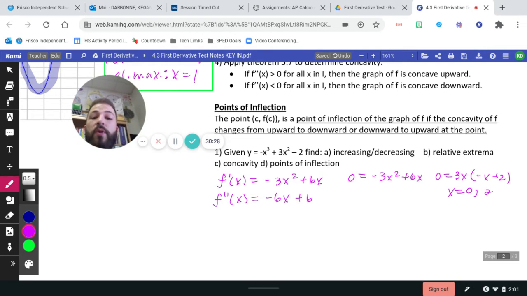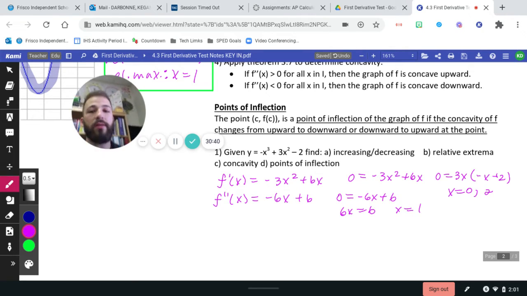Okay. Then our other one, negative 6x plus 6, we're also going to set that equal to 0. So 0 is equal to negative 6x plus 6, which gives us 6x equals 6, which gives us x is equal to 1 by dividing those 6's out. Okay, so 0 and 2 came from the first derivative, which means they are critical numbers.